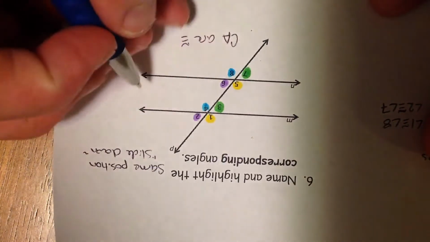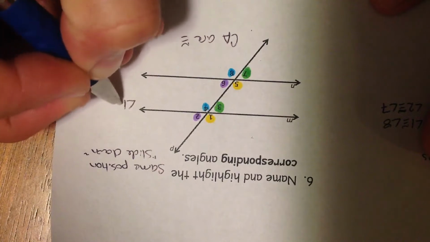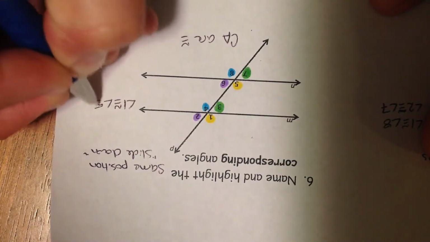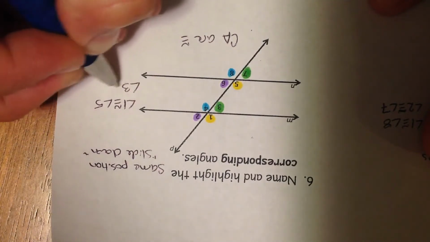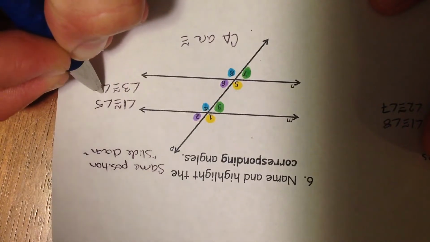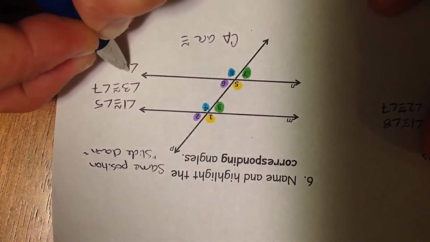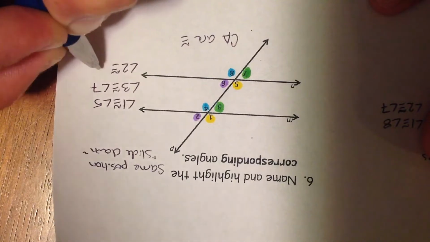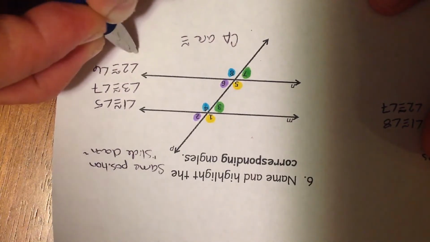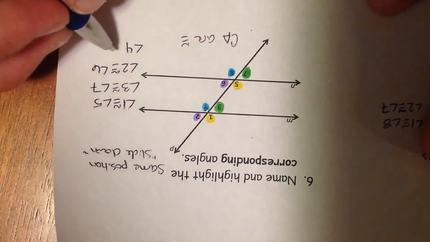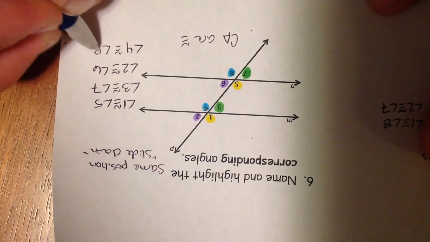So corresponding angles, we can say angle 1 is congruent to angle 5, angle 3 is congruent to angle 7, angle 2 is congruent to angle 6, and angle 4 is congruent to angle 8.